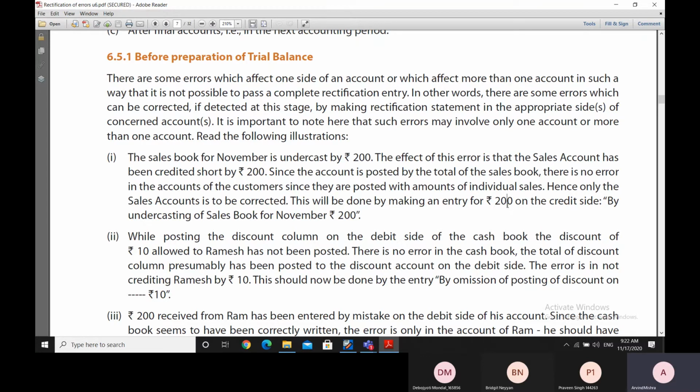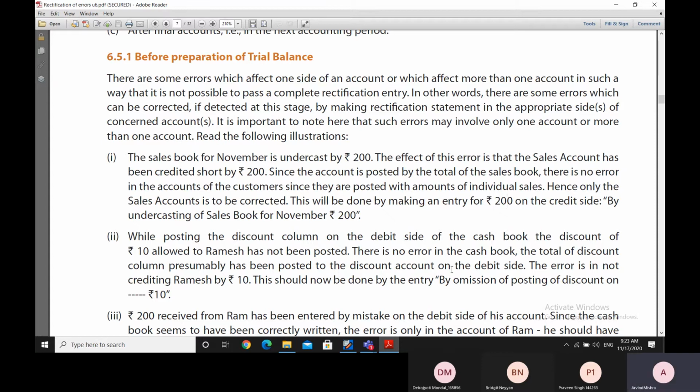Now another example, let us see. When we are posting the discount column on the debit side of the cash book, we have omitted to enter the amount of rupees 10, a discount which was allowed to Ramesh, and that has not been posted. Now here there is a discount column in the cash book. There is no error in the cash book as such. And since an amount of discount has not been entered, the total of the discount column which is posted to the discount account on the debit side is incorrect by rupees 10.